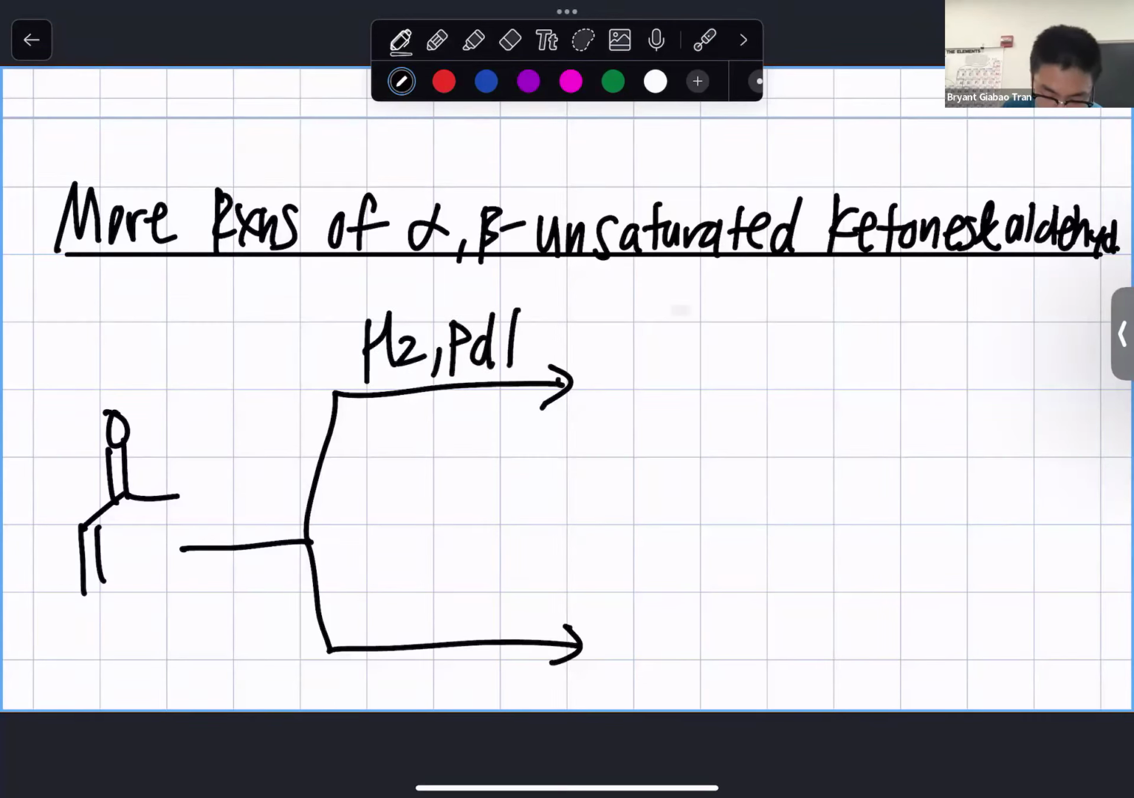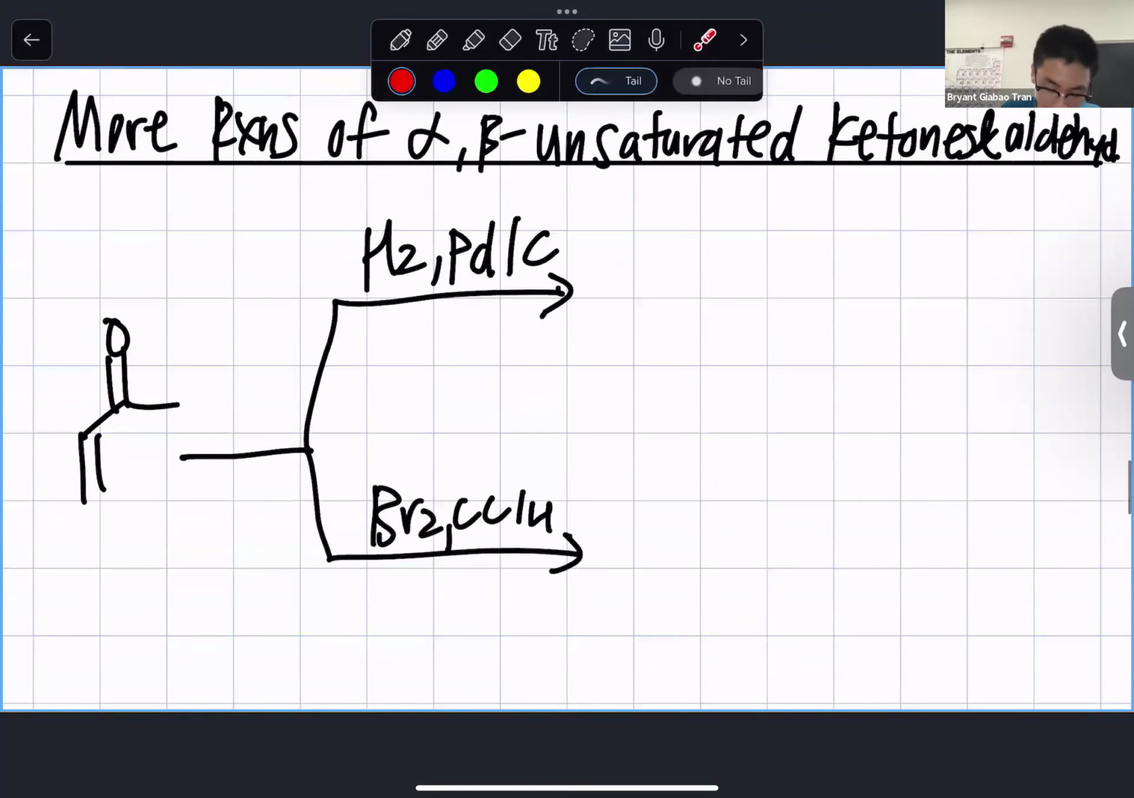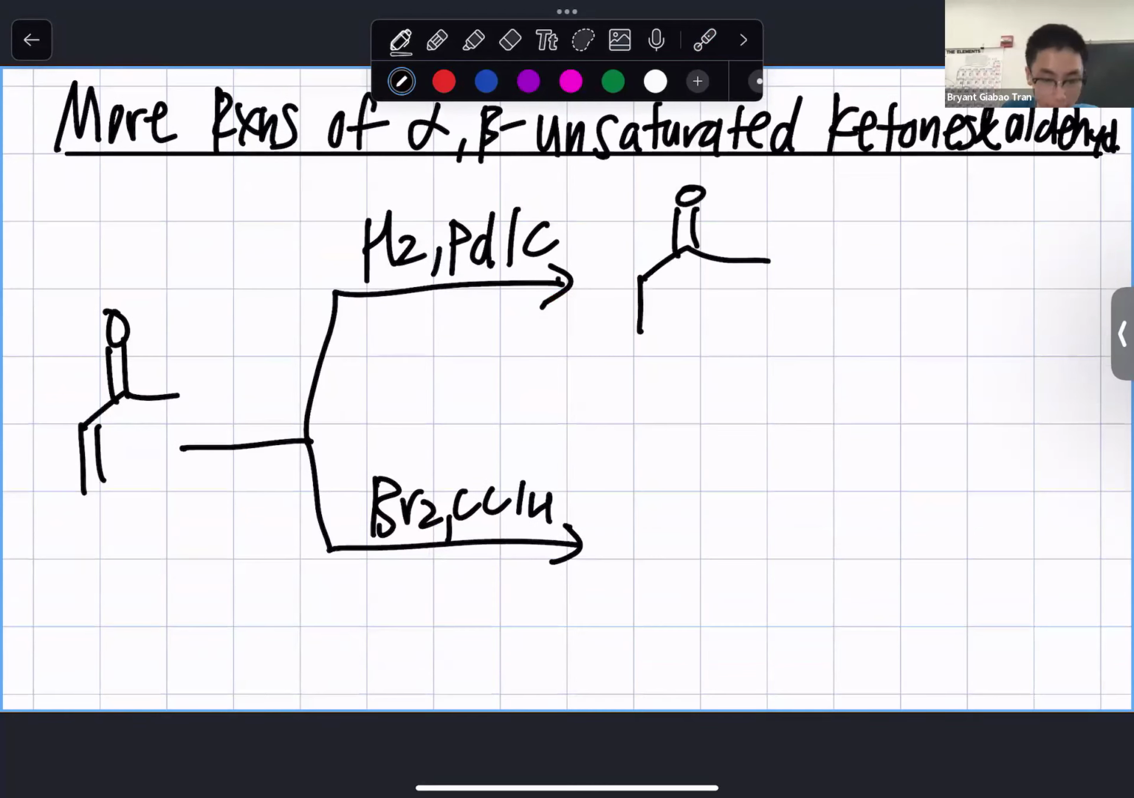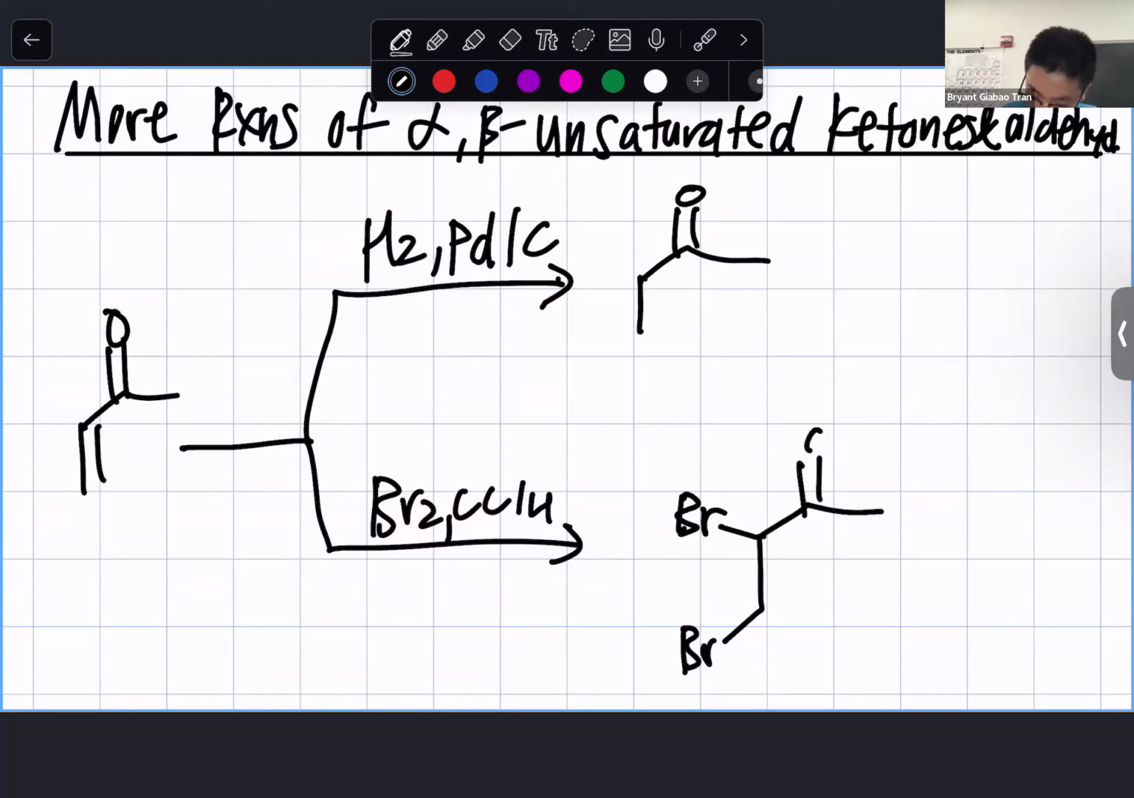H2/Pd-C, which we just did, and let's say Br2/CCl4. These here are midterm 1 reactions, alkene reactions. The H2/Pd-C would fully reduce the alkene down to alkane, like that. The Br2/CCl4 will add bromines on each carbon of the alkene, like that.